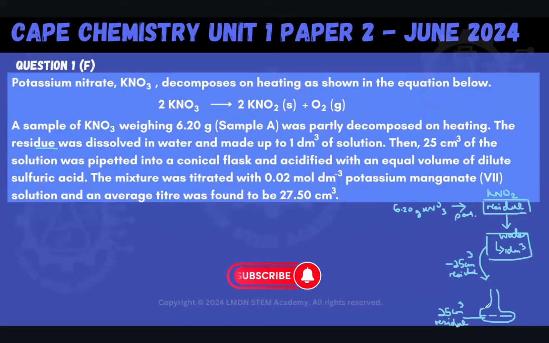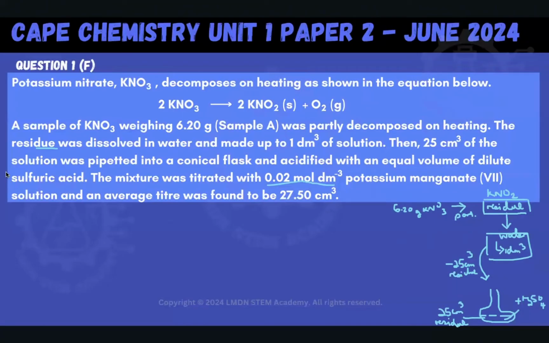So once we have that, I'm just going to put here that there was some H2SO4 added just to acidify it. So we know there's some H plus ions in this conical flask. And then now, here's the key part. Now we're going to titrate this 25 cm cube of the residue solution with 0.02 mole per dm cube of KMnO4.